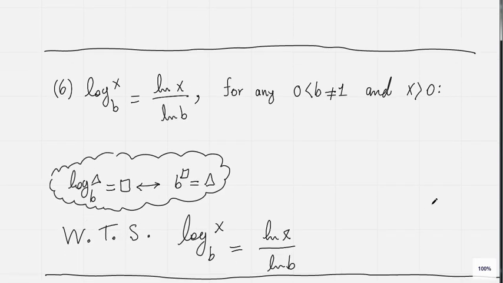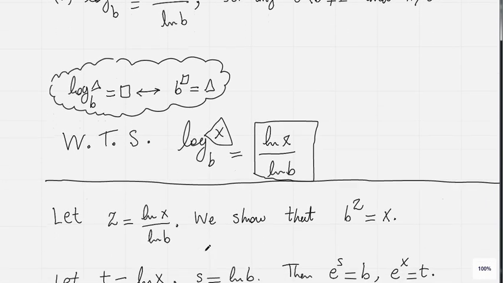Okay, for property 6, we need to prove that log x with base b is equal to ln x over ln b. I'm writing down property star here in a slightly different form. Log of a triangle with base b is equal to a square means that b to the square is equal to the triangle. And we want to show that log of x with base b is equal to ln x over ln b. Let the square be ln x over ln b, and the triangle be x.